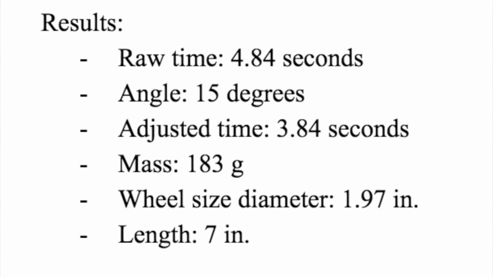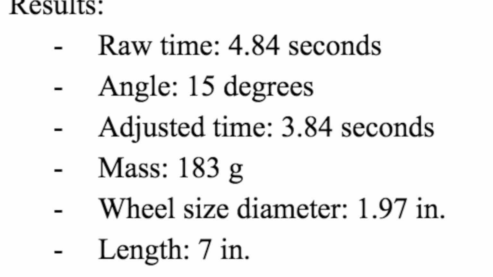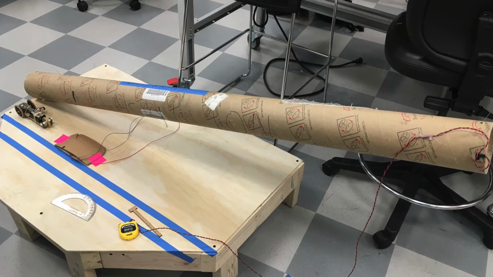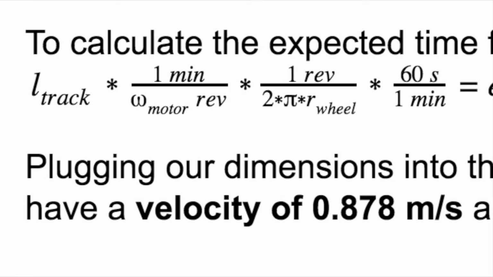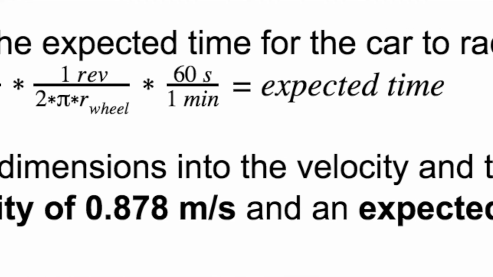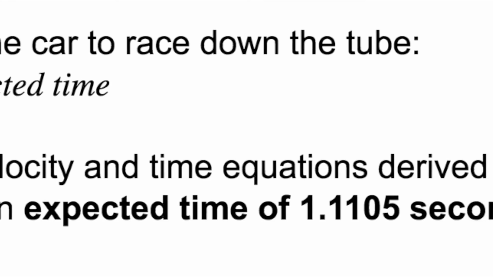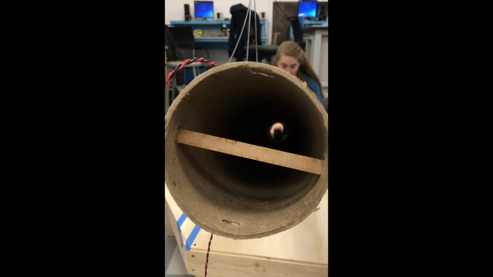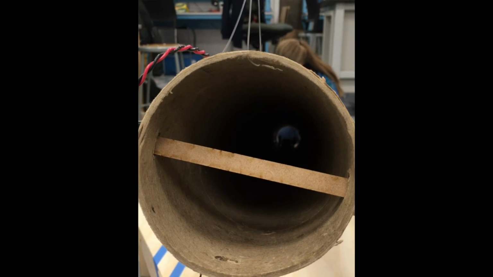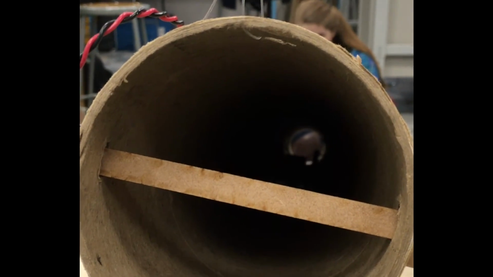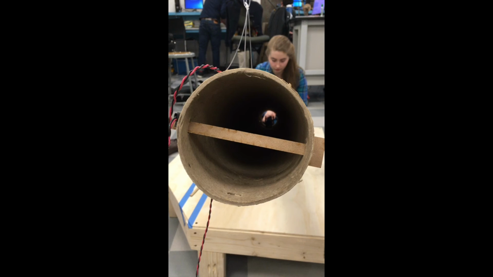Overall, our raw time is 4.84 seconds, and when adjusted for the 15-degree incline of the track, this time score was 3.84 seconds. This deviated from the expected raw time of 1.11 seconds significantly. Some of the hypothesized reasons for this deviation included the fact that the battery pack did slightly hang off the back of our car and the imperfect use of rubber bands to add friction. An improved design may work to change the center of mass by staggering the battery pack and gearbox and altering the wheel diameter.